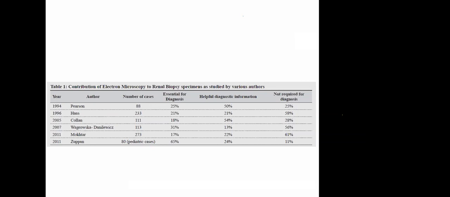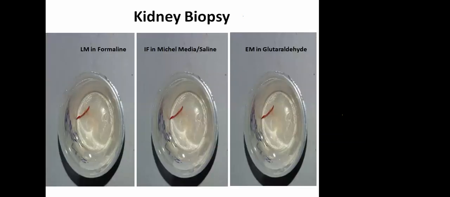So this data highlights that practically in around 40 to 60% of the cases, EM is not required. So what I'm going to do is categorize some glomerular pathologies, and explain how EM will be useful in diagnosing these glomerular pathologies, and how EM is not required in some of the glomerular diseases.